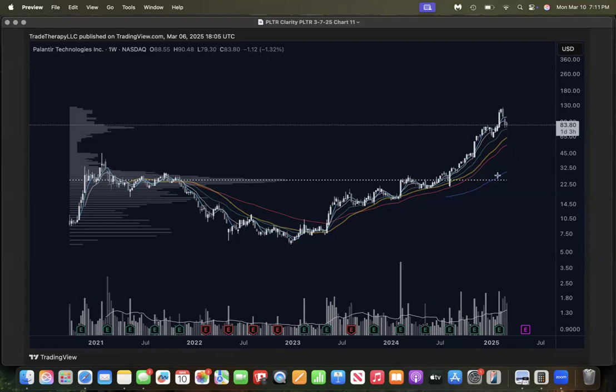Clean weekly charts, always good to get a feel for the relationship between price and the moving averages. Does it look extended? It does right here. It sure does look extended right there. So to see it drop back after such a strong run right here is really not too surprising.